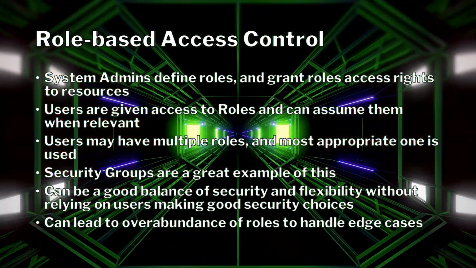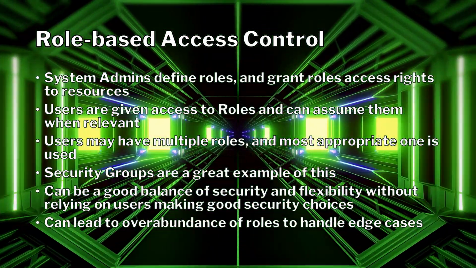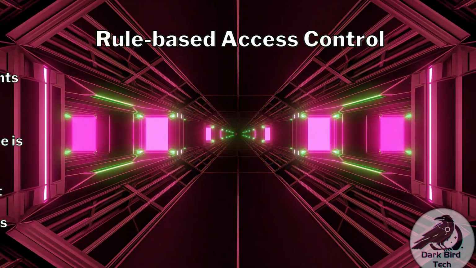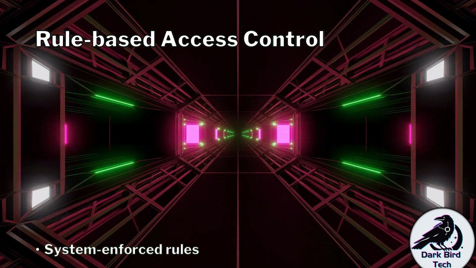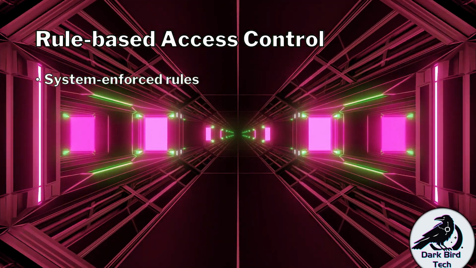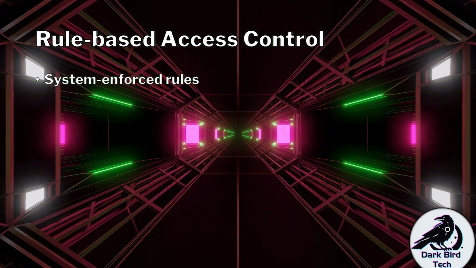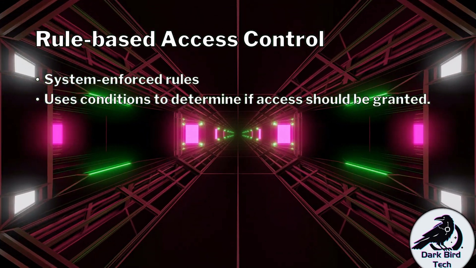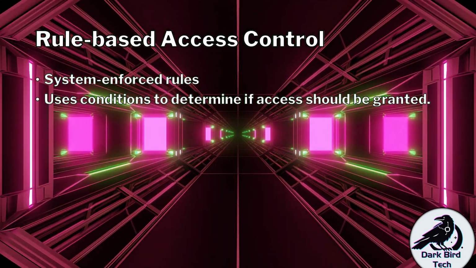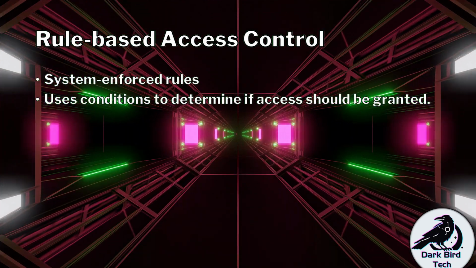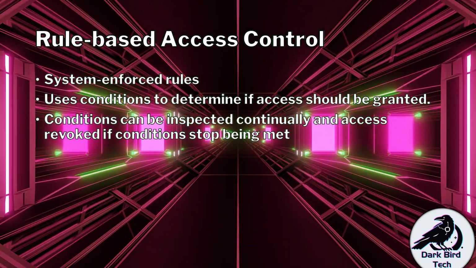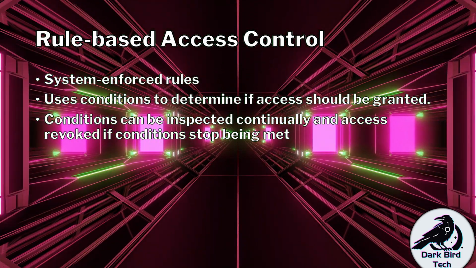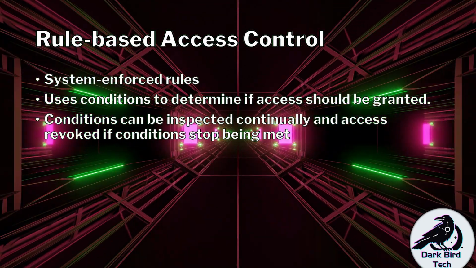But if you really want to go crazy with lots of config and setup to have fine control over what type of flexibility and security you have, rule-based access control might be for you. This is where the system enforces a set of rules that is usually configured by an administrator, and it uses conditions to determine if access should be granted or not. And the conditions are the things that we get to have our fine control over. The conditions can be inspected continually as well, and access could be taken away if the conditions stop being met after having initially been granted. That could be very, very useful to us.